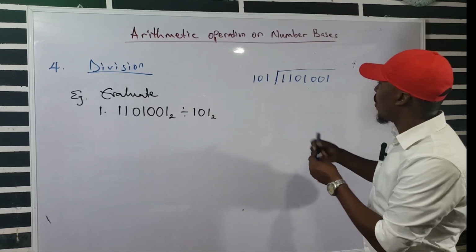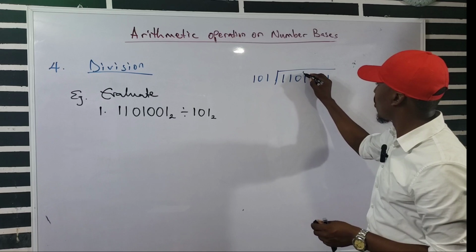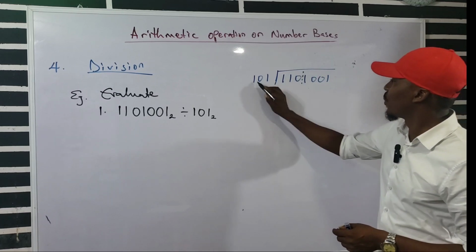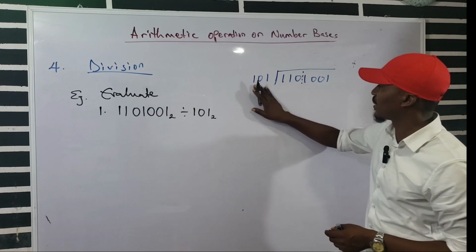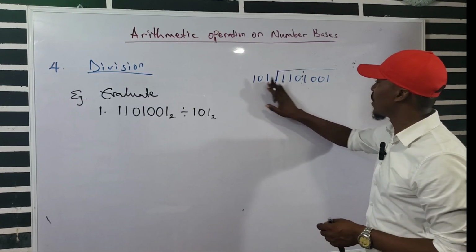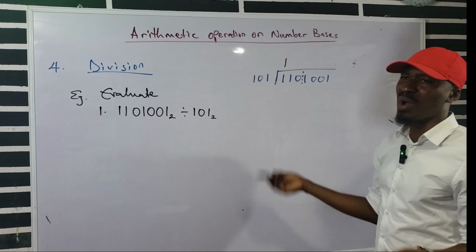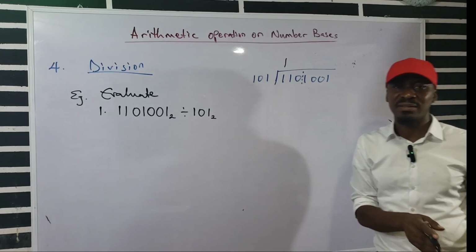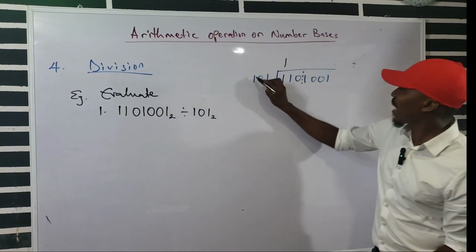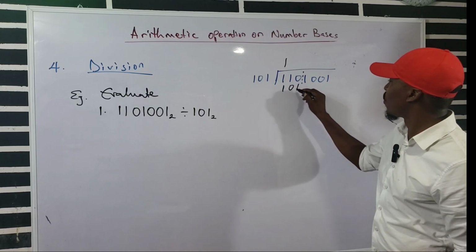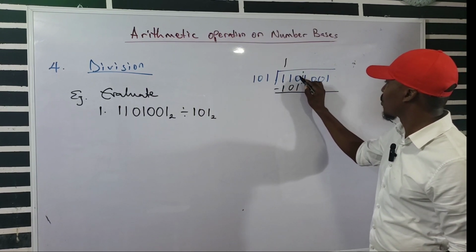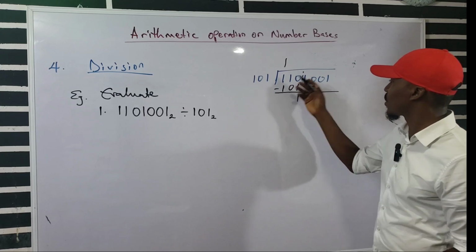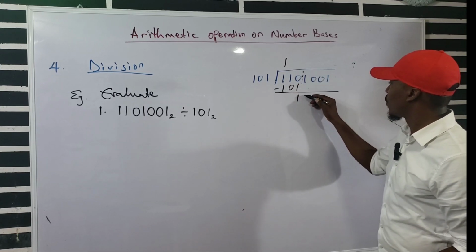Now, I will look at the 3 digits here and compare it with 3 digits here. So 3 digits here and 3 digits here, which one is bigger? This side is bigger than the 3 digits here. So for these 3 digits, when you divide, you are definitely going to get 1. That's what I was saying. Okay. So 1 times this, that will give you 101. You subtract, you borrow here 2, 2 minus 1, 1. That's all. So you bring down 1.